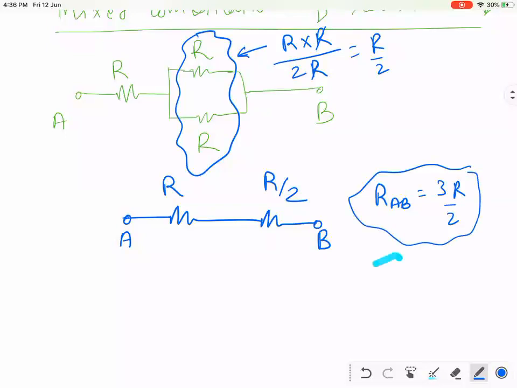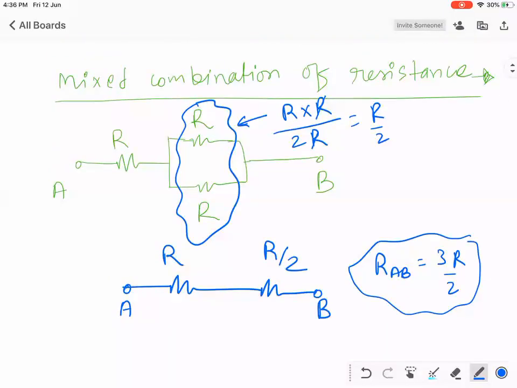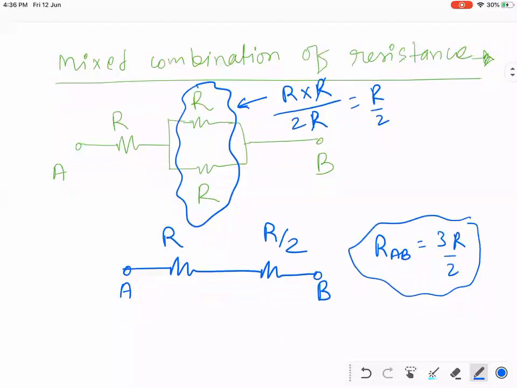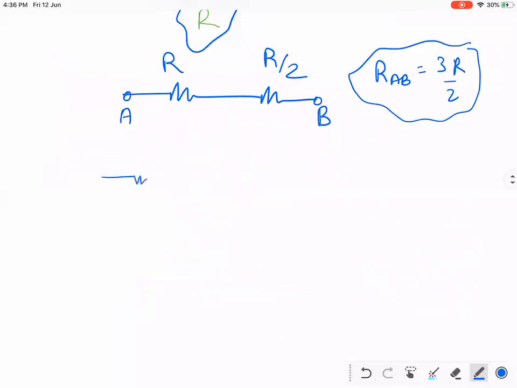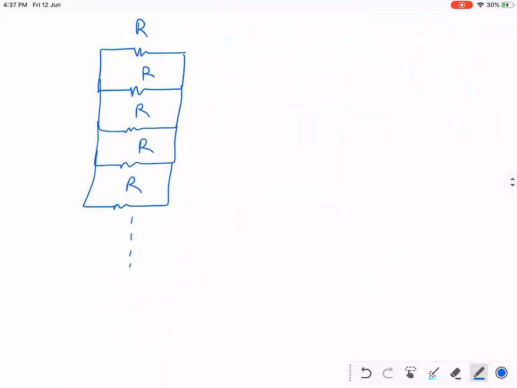Always remember, when you get two same resistances in parallel, the equivalent will be half. Now, what if you apply an equal resistance in parallel? This is R, this is R, this is also R, N times, suppose. The equivalent is R by N.